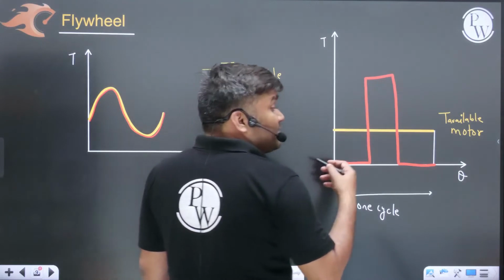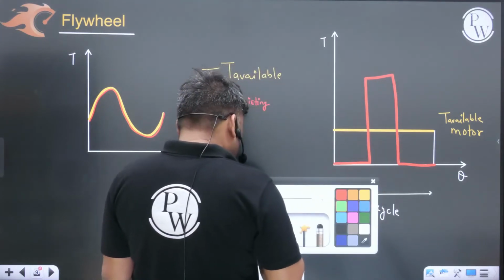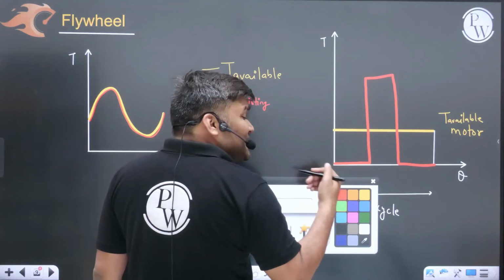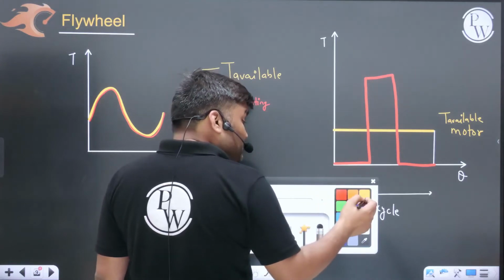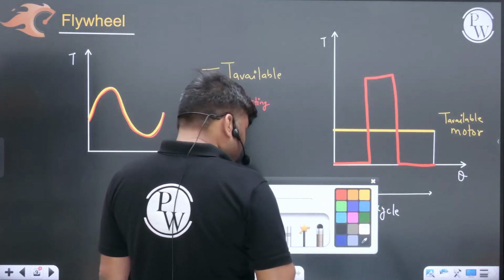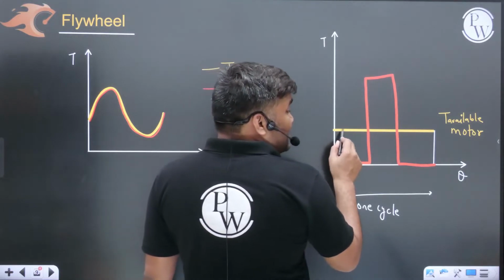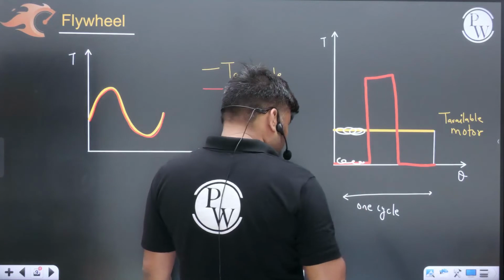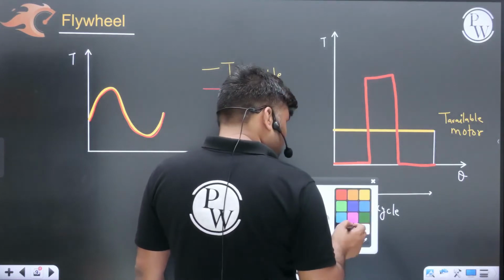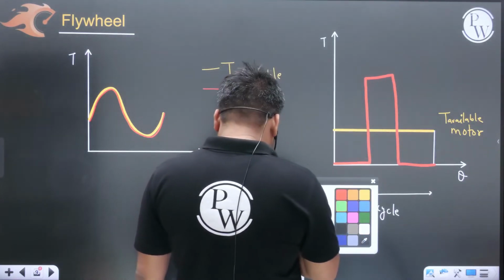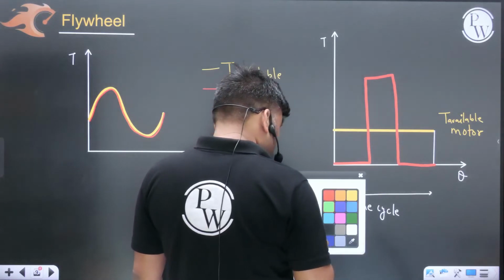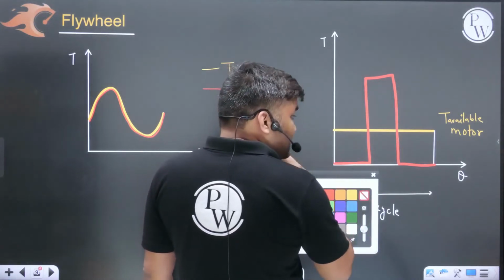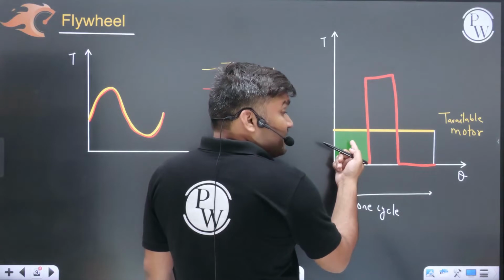And what the flywheel will do here, sir, whenever the flywheel sees any surplus amount of energy, surplus energy, meaning available torque is high, requirement is less, so this energy is being wasted. Sir, this energy is being wasted. The flywheel will absorb it.